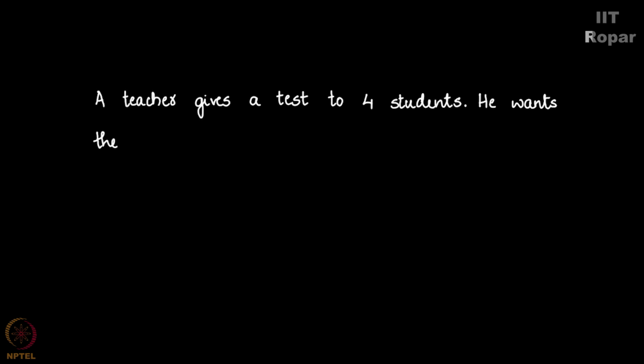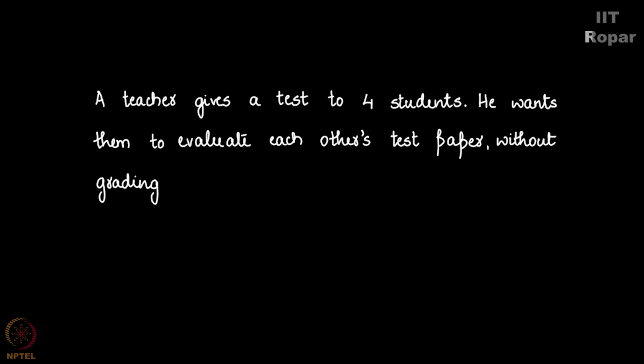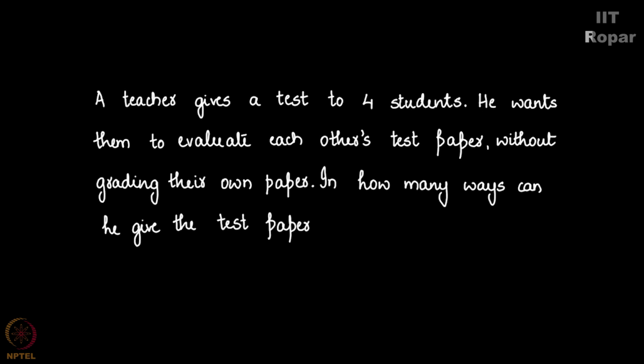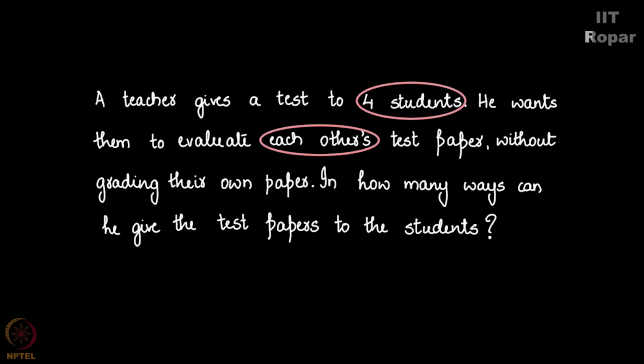Consider the following question. A teacher gives a test to 4 students. He wants them to evaluate each other's test papers without grading their own papers. In how many ways can he give the test papers to evaluate to the students? Now, he is not evaluating their test papers here. He wants the students to do that. And there are 4 students here and they have to evaluate each other's papers without correcting their own papers.